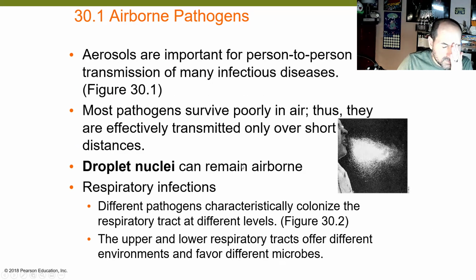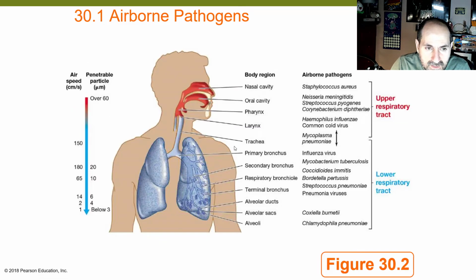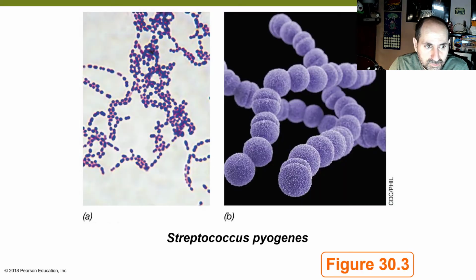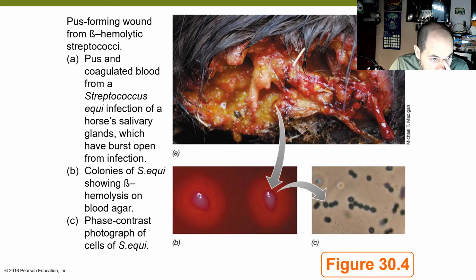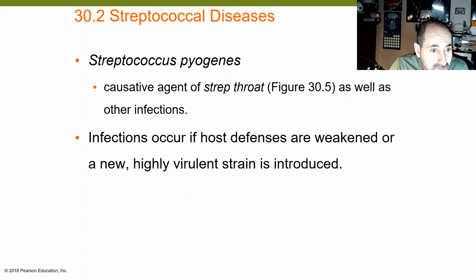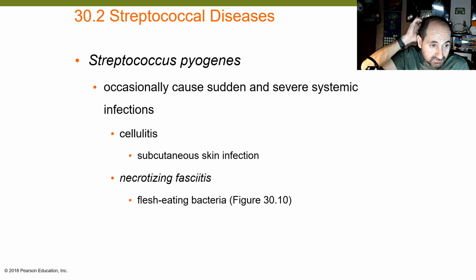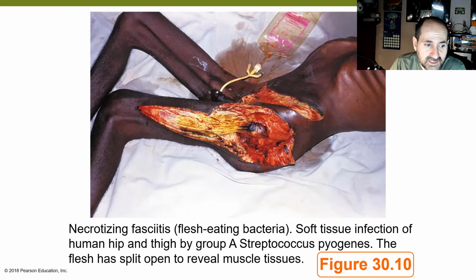So please understand the airborne pathogens, the difference between regular droplets and droplet nuclei. Please understand the parts of the upper respiratory tract versus the lower respiratory tract. Know about Streptococcus pyogenes. You should know that Streptococcus pyogenes is the causative agent of strep throat. You should know that Streptococcus pyogenes can also cause systemic infections such as cellulitis and necrotizing fasciitis.